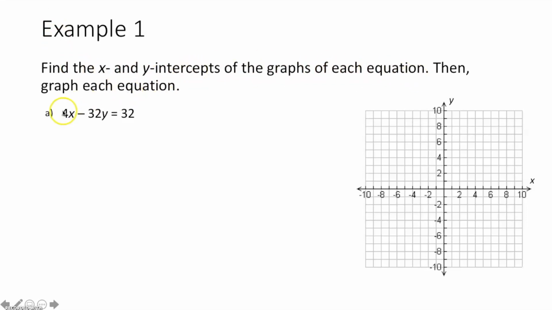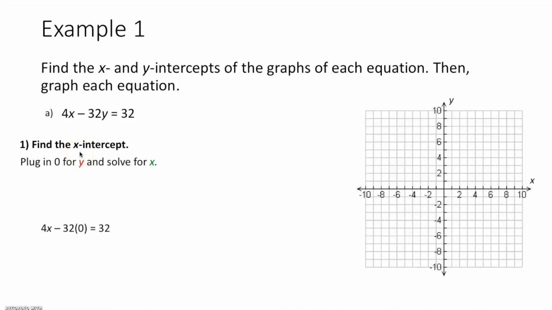Example 1 says find the x and y intercepts of the graphs of each equation. Then graph each equation. So here we want to find the x and y intercepts first. So let's find our x-intercept. Remember, to find the x-intercept, you plug in 0 for y and solve for x. So we're going to take our equation right here. We're going to plug in 0 for y. And now we're going to solve for x.